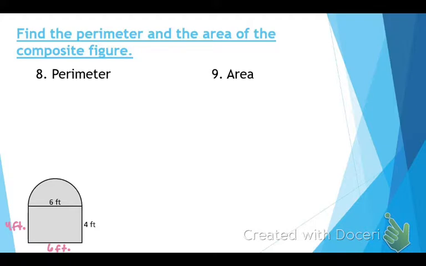For perimeter, you have to take all the sides. So we're going to go ahead and put it up here. P equals, let's start with this side right here, 4 feet, plus, then bring this one in down there, 6 feet. Plus, let's do this one over here, another 4 feet.